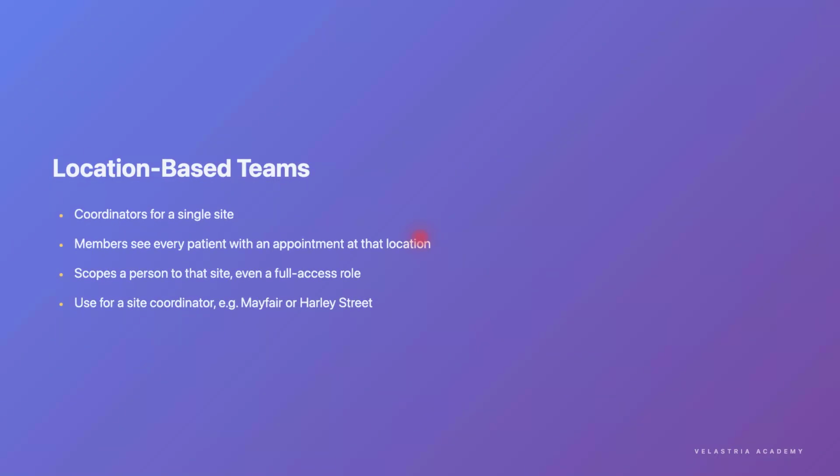The second kind is a location team. Instead of following a clinician, it follows a place. A person on a location team sees every patient with an appointment at that location, and the list stays up to date on its own. This is perfect for a site coordinator. Adding them to a location team scopes them to that site, even if their role would normally see everyone.